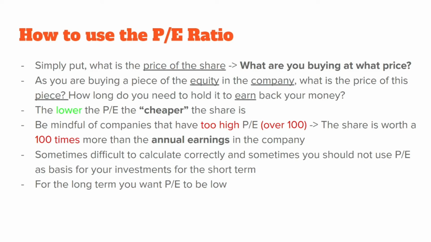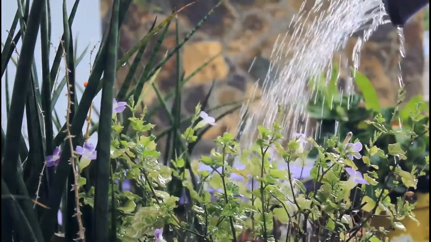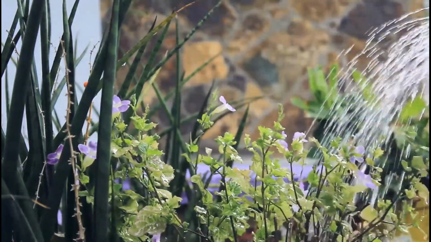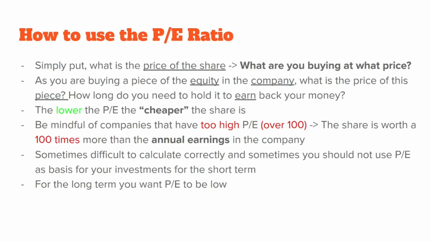So simply put, what is the actual price of the share? What are we actually paying for when we buy a share? We're buying a piece of a company, we're buying an asset that produces money. So as I said, how long will the individual share take to earn back the money? Of course, this is not money that you're necessarily going to get. If it's not a dividend, then you're only going to get part of the money. But since the share earns money, that money usually goes back into the company, which further appreciates the share. So this is why the lower the PE, the cheaper the share is.